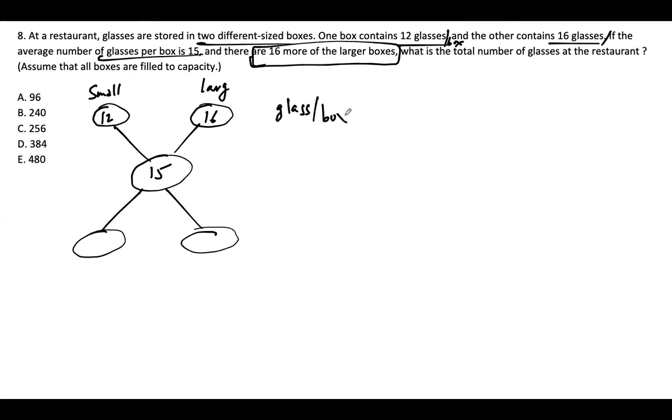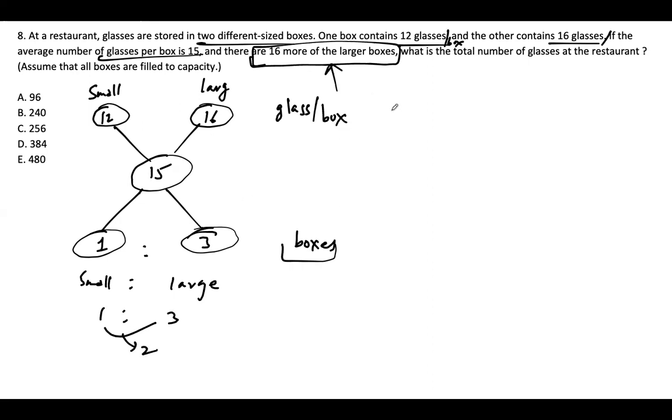Please tell me this average information is with respect to glasses per box, so the number of samples would be with respect to boxes. What will come here? 3:1. So the ratio of small box to large box is 1:3. What's the difference right now? 2. And in the question, what is it saying? 16 more, so 16 is the difference.